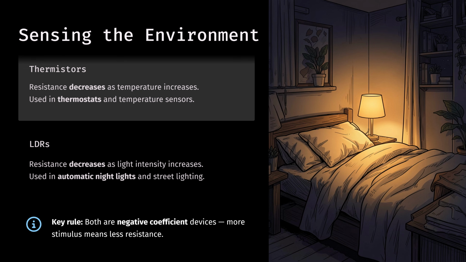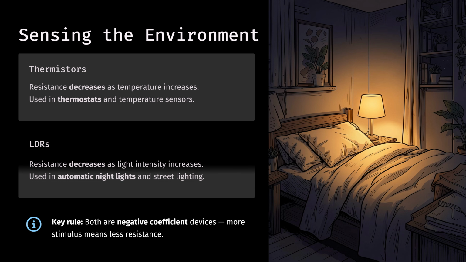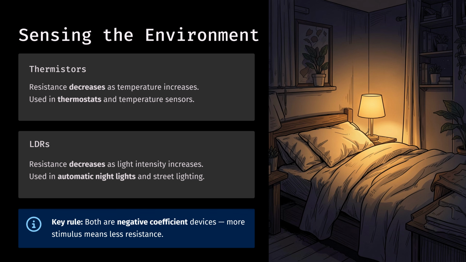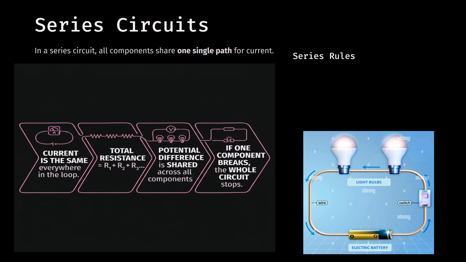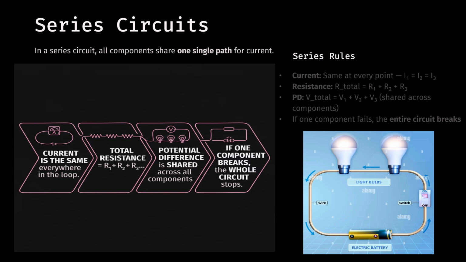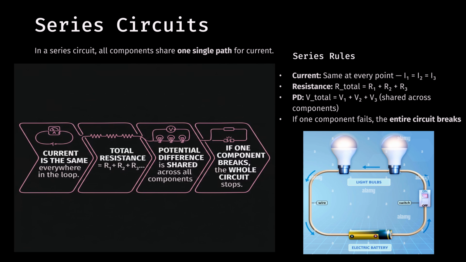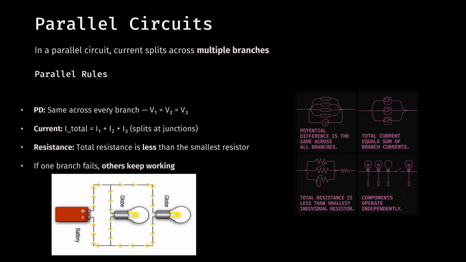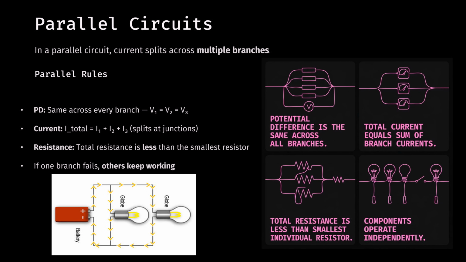LDRs, light-dependent resistors, and thermistors are crucial variable resistors in GCSE Physics used in automatic sensing circuits. Both components have resistances that drop as their environmental conditions increase. In a series circuit, current is the same at every point. Potential differences across components add up to the total voltage supplied. Parallel circuits offer multiple paths for current. Each branch gets the full voltage, and the total current is the sum of the currents in each path.